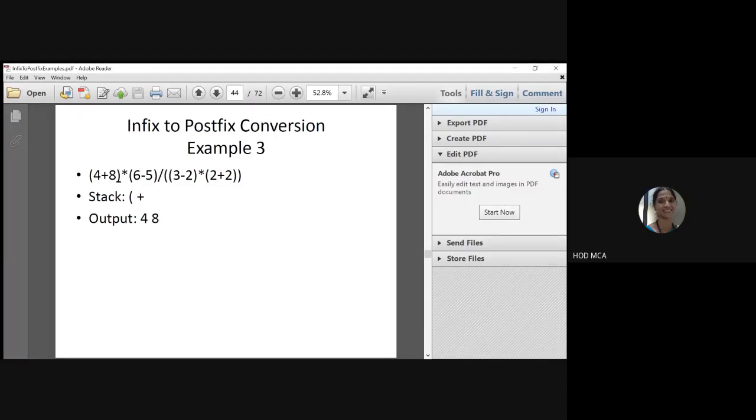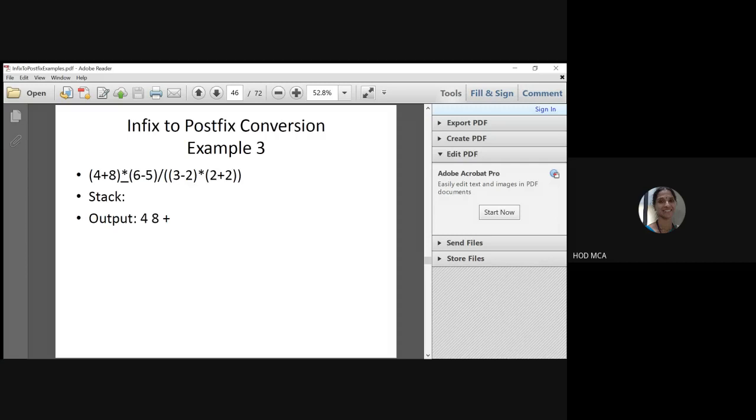So what will happen? Every operator that is there in the stack will get popped out until we come across an opening brace. So this 4, 8 plus will get popped out. Opening as well as closing both will get discarded.